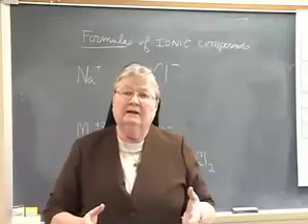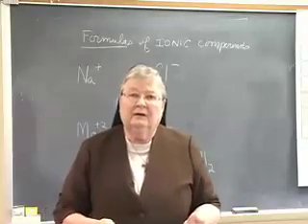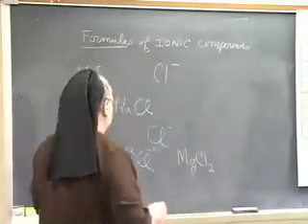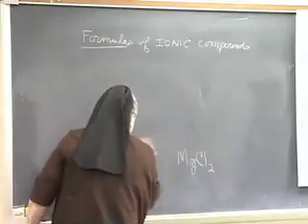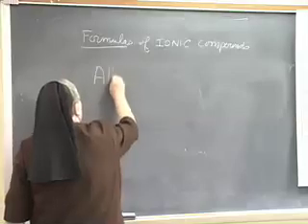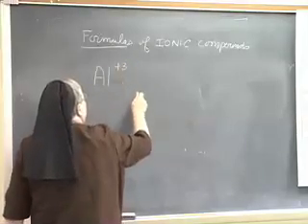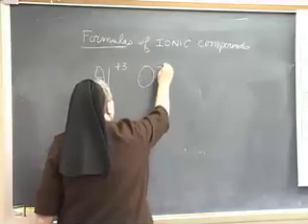I'll do another one to give you an example. In general, one can get the balance of the charges if you put the charge as a subscript, crossing it over like that. Let me try combining the aluminum ion, which is +3, with the oxide ion, which is -2.